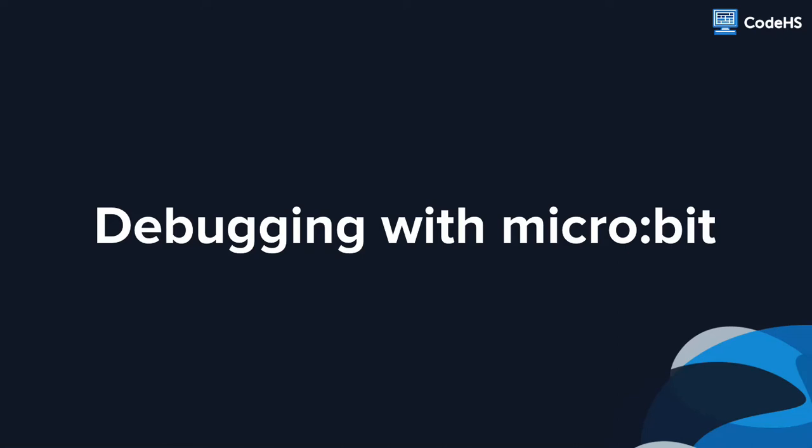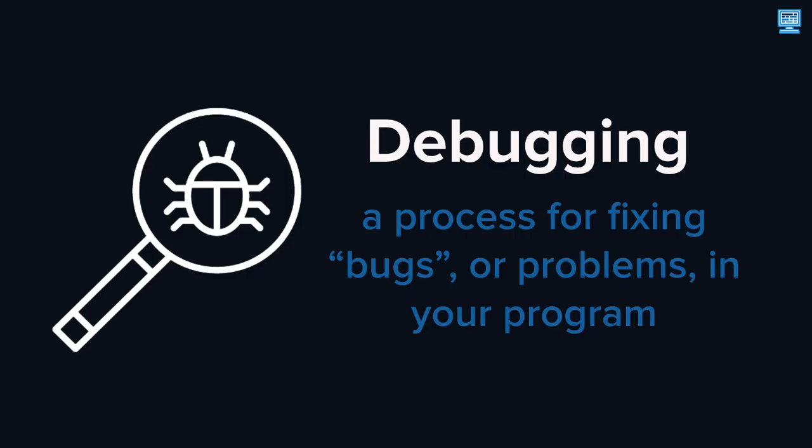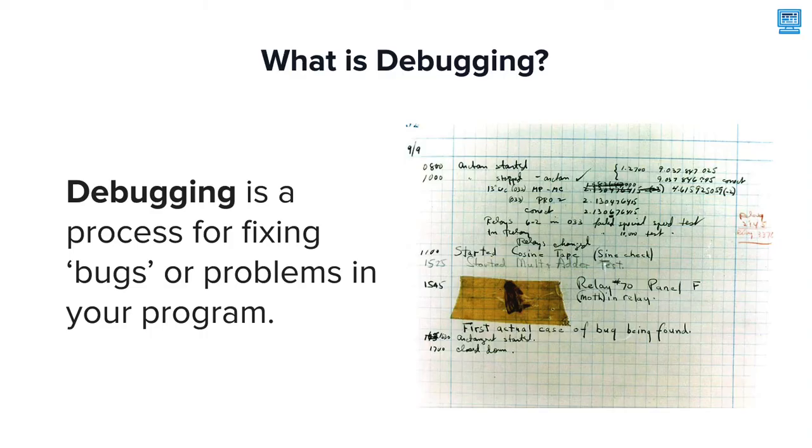Hi, in this video we'll be going through the basics of debugging. This is where we can dive in and learn some actual strategies for debugging our programs and devices. Debugging is a process we use to fix bugs or problems that find their way into our programs as we develop them. If you've programmed before, you've likely heard the term debugging.